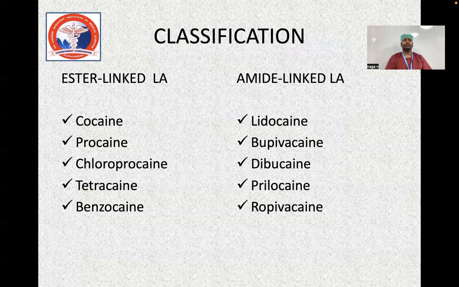If you classify them into ester-linked and amide-linked, the ester-linked local anesthetics are cocaine, procaine, chloroprocaine, tetracaine, and benzocaine. The amide-linked local anesthetics are lidocaine, bupivacaine, dibucaine, prilocaine, and ropivacaine.